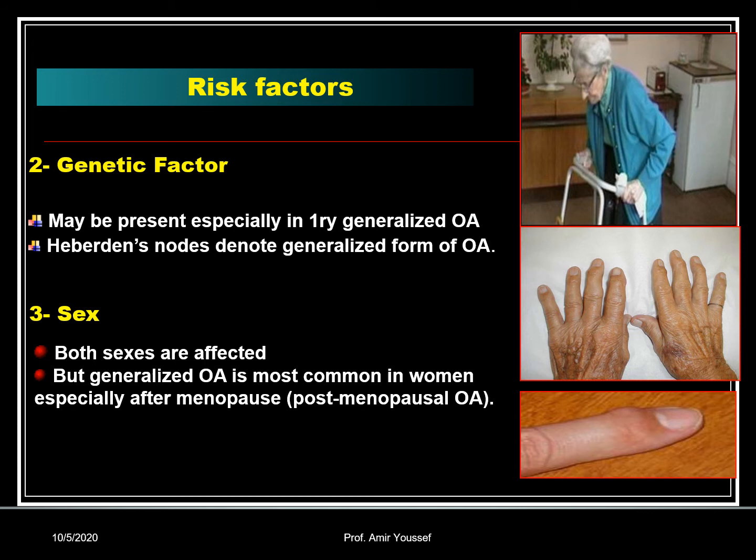Genetic factors may be present, especially in primary generalized osteoarthritis. Heberden's nodes denote generalized form of osteoarthritis. Both sexes are affected, but generalized OA is most common in women, especially after menopause, what we call post-menopausal osteoarthritis.